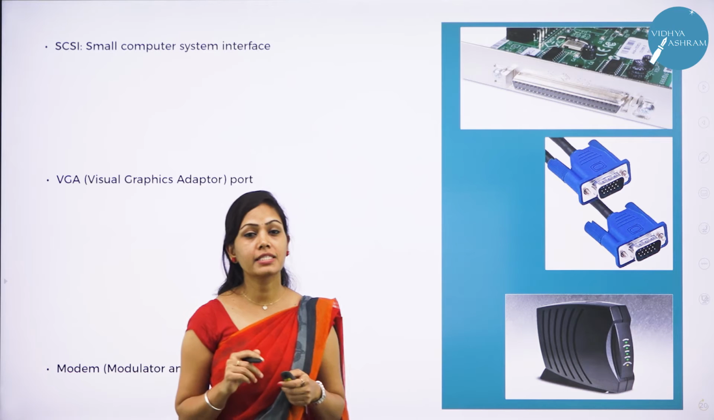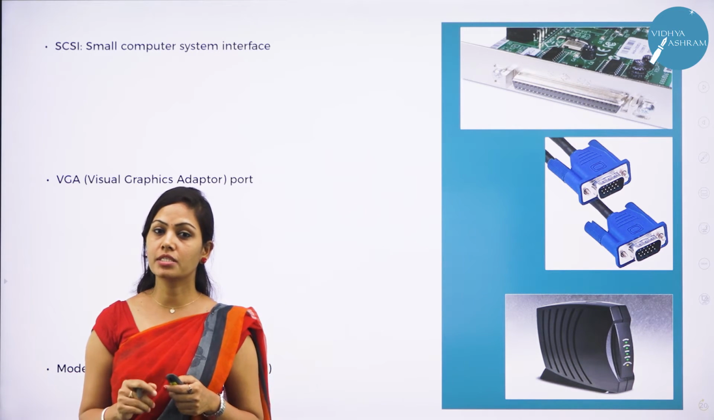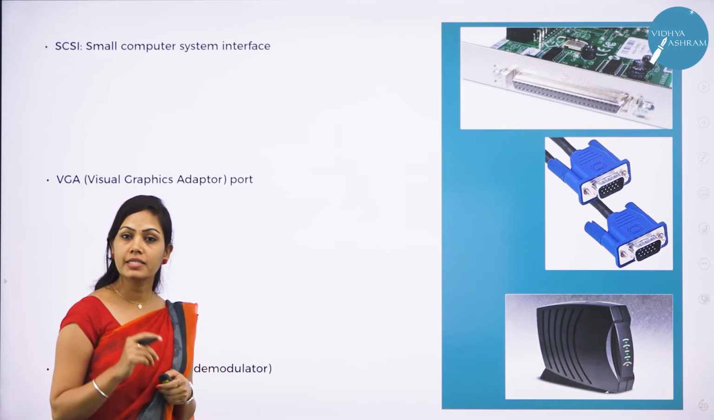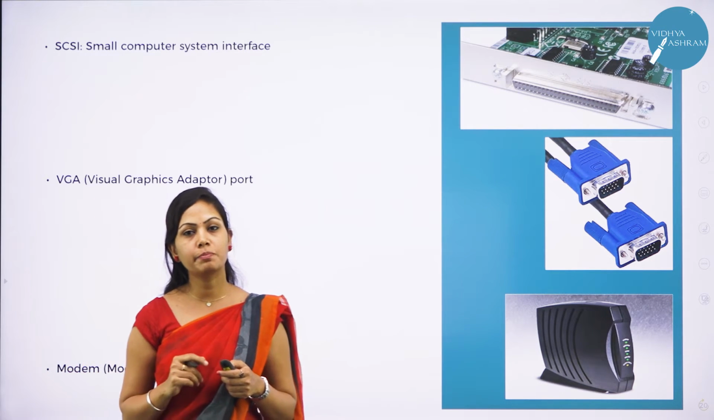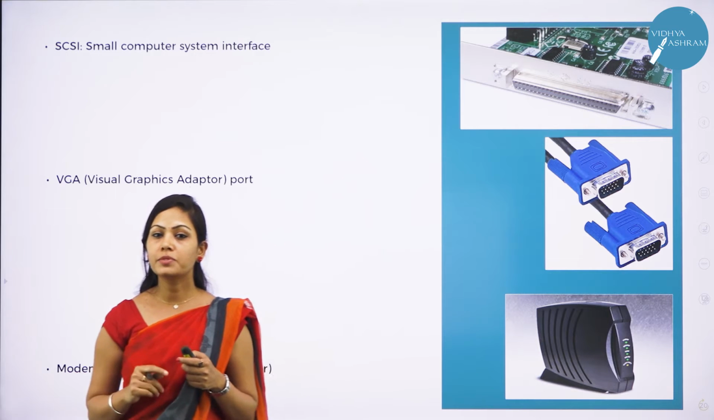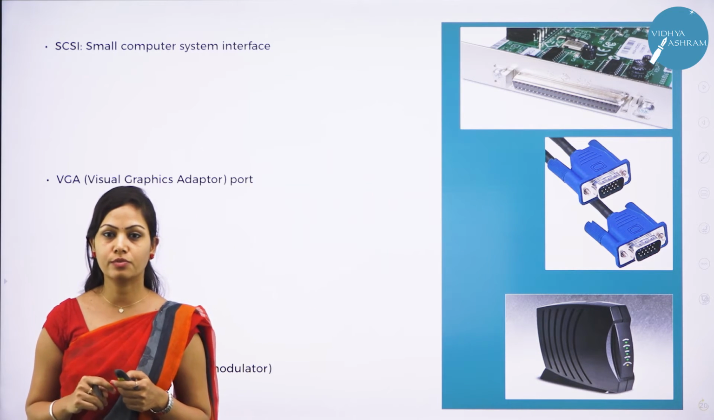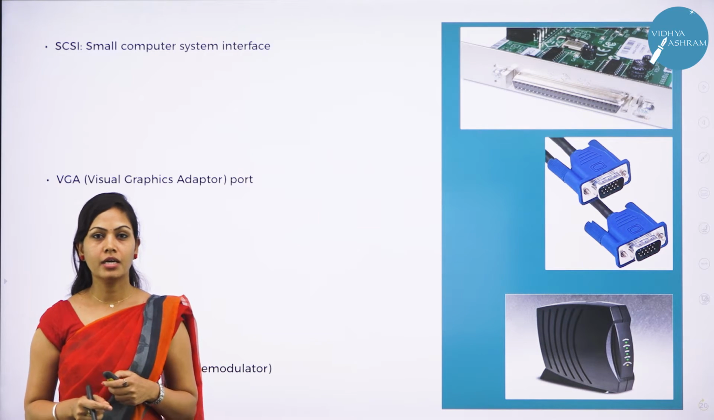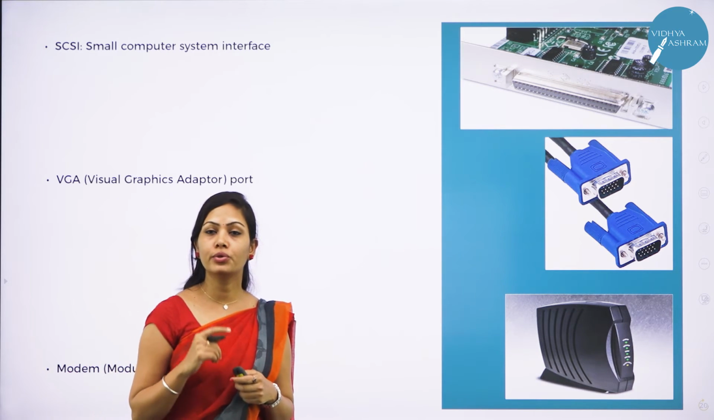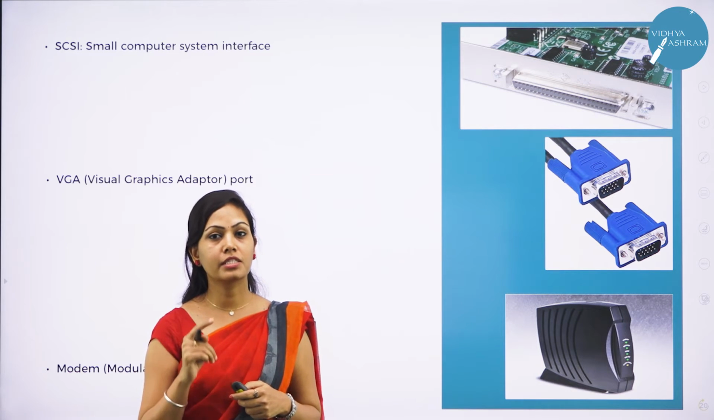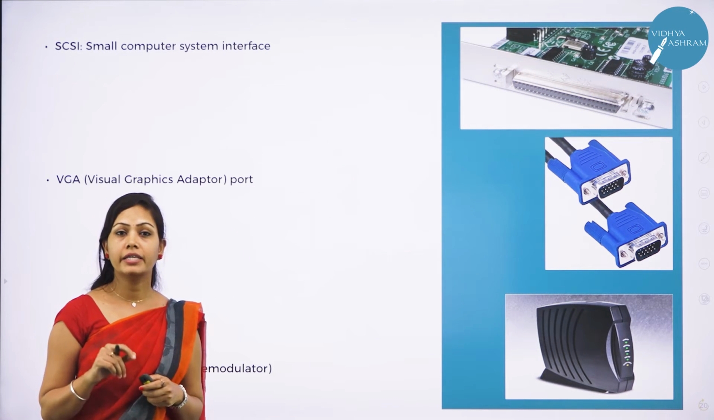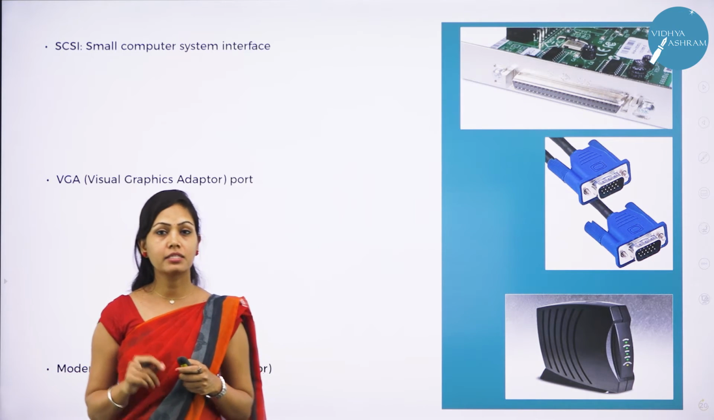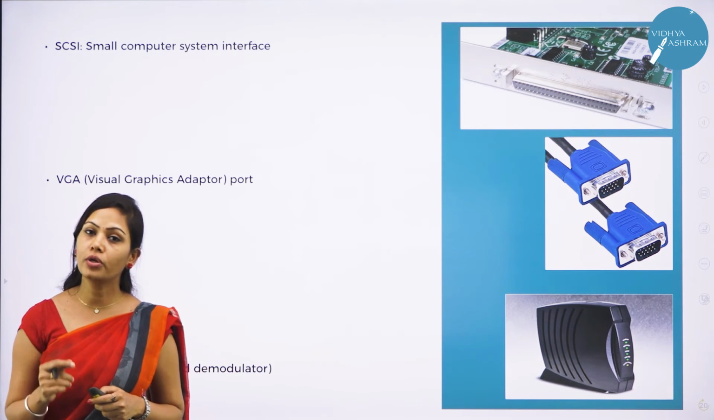Next one is SCSI, Small Computer System Interface port. This port is used for adding external devices such as high speed hard disk. This helps in fast data transfer. Next port is Visual Graphics Adapter, VGA. This is to connect monitor to motherboard. It works similar to serial port. And next one is modem, modulator and demodulator. It connects PC modem to the telephone network.